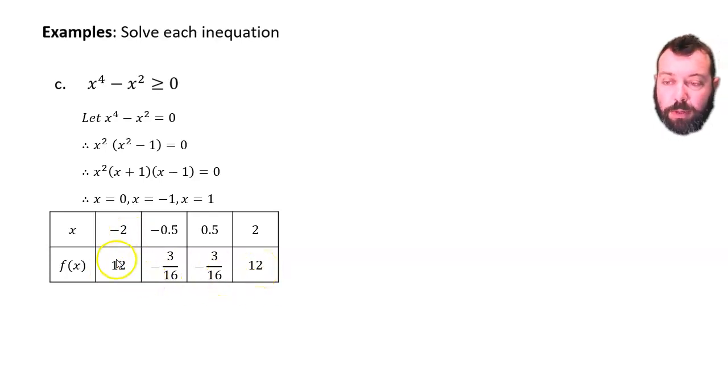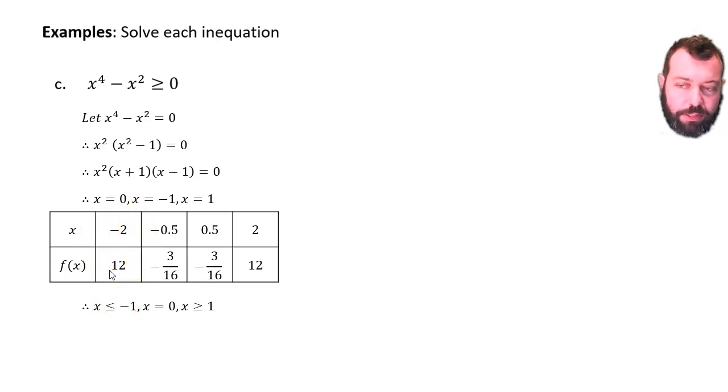So that tells me it's going to be positive anywhere below -1, and it's going to be positive anywhere greater than 1. Okay, to the right of my biggest number, to the left of my smallest number. And this thing will also be equal to 0 at 0, -1 and 1. So my solutions are x is less than or equal to -1. Right, remember that's positive. So that means anything up to and including -1 will be positive.